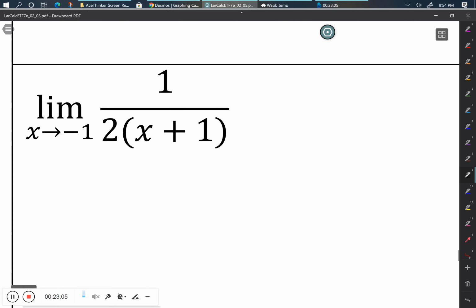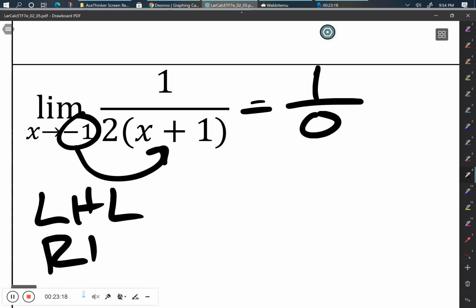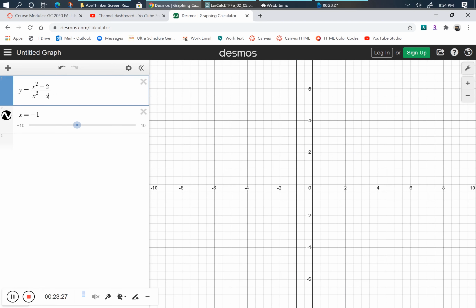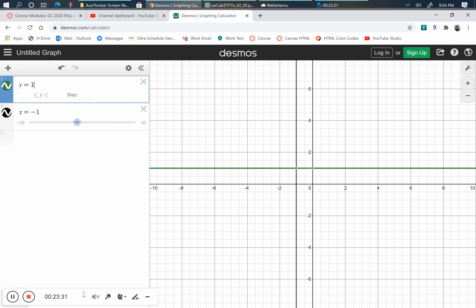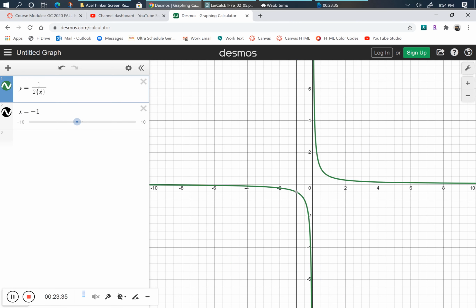Well, try direct substitution. 1 over 0, plugging in the negative 1. Okay. So I'm going to take a look at a graph to find my left-hand limit, to find my right-hand limit, and see what's going on. 1 divided by 2 times the quantity x plus 1.